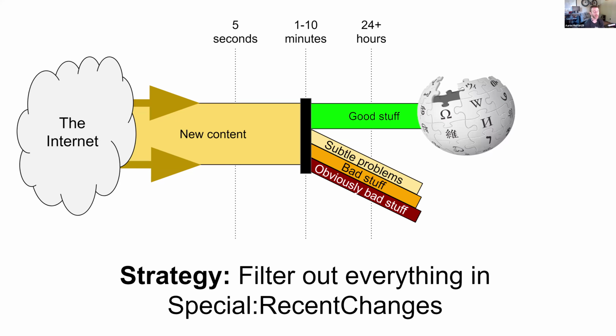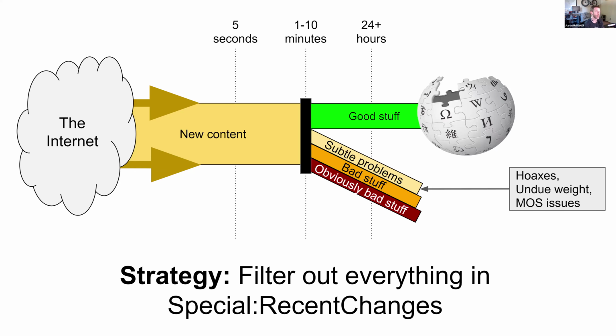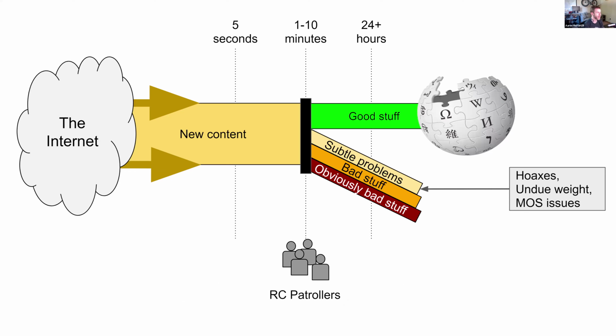They had to filter out everything from subtle problems and hoaxes to obviously bad stuff like racial slurs and curse words. That was the one filter that was in place, and it worked pretty well until Wikipedia got big. Oh yeah, so there's our racial slurs and curse words. We have bad stuff like "so and so is gay," which is sometimes true but often is vandalism, dubious claims, unexplained removals. For subtle problems, we get hoaxes and undue weight, which we can go into later if people are interested. And we have these recent changes patrollers, who are the main curators operating at this time scale.